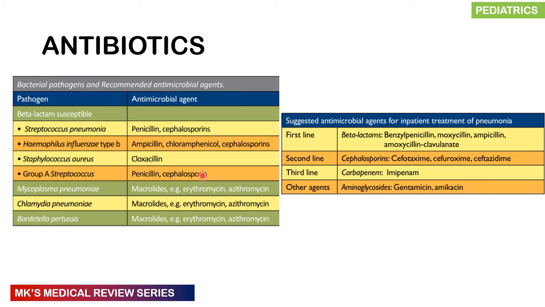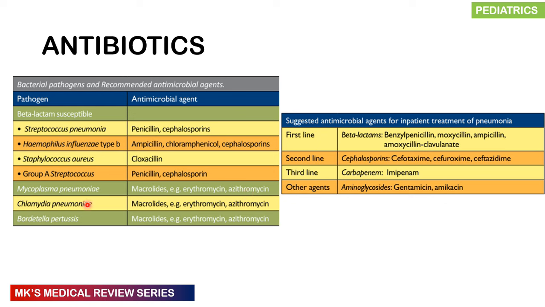But remember, these things always change because sometimes sensitivity does change and certain organisms in your area can actually be resistant to these drugs. So this should be reviewed and checked at regular intervals. Then with Mycoplasma pneumoniae, you want to use the macrolides. These are atypical organisms, so things like erythromycin, azithromycin.